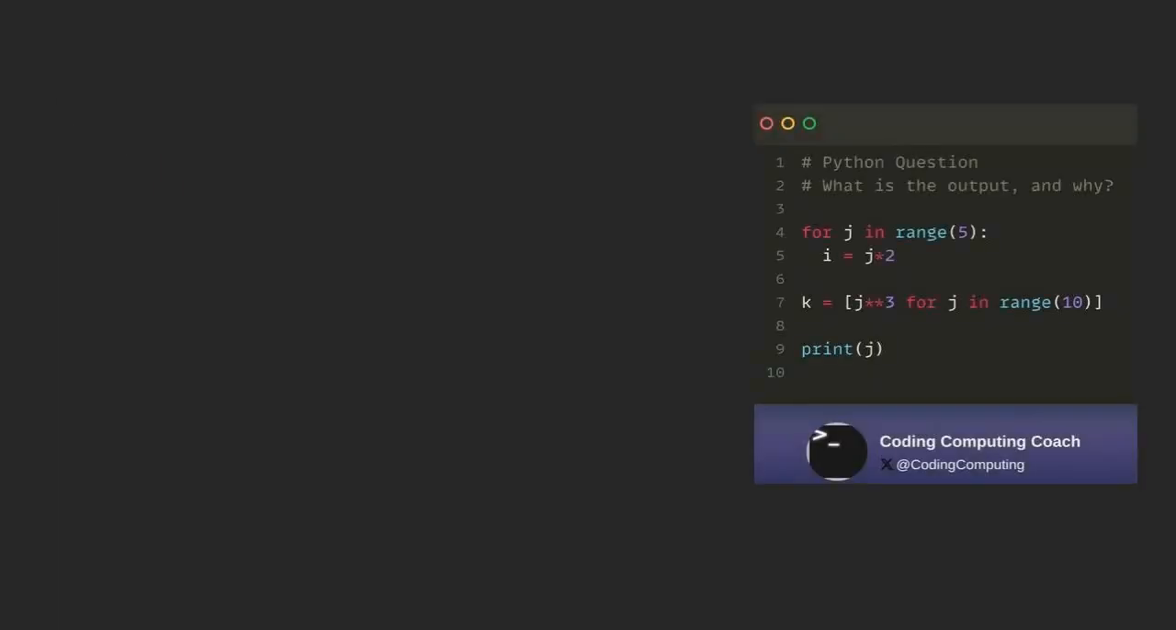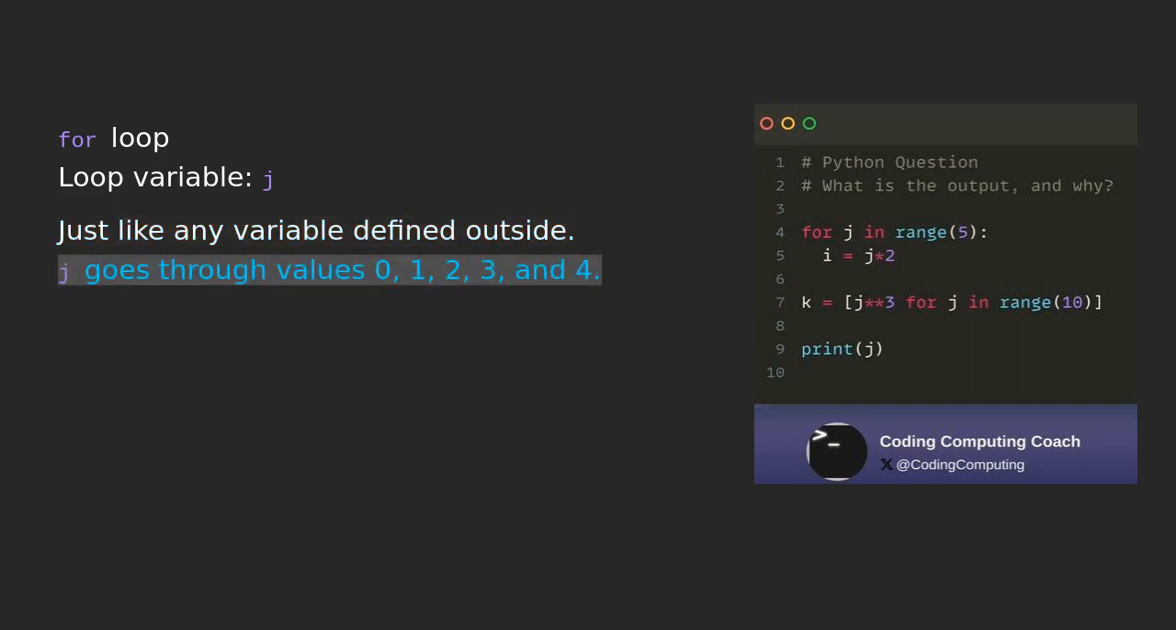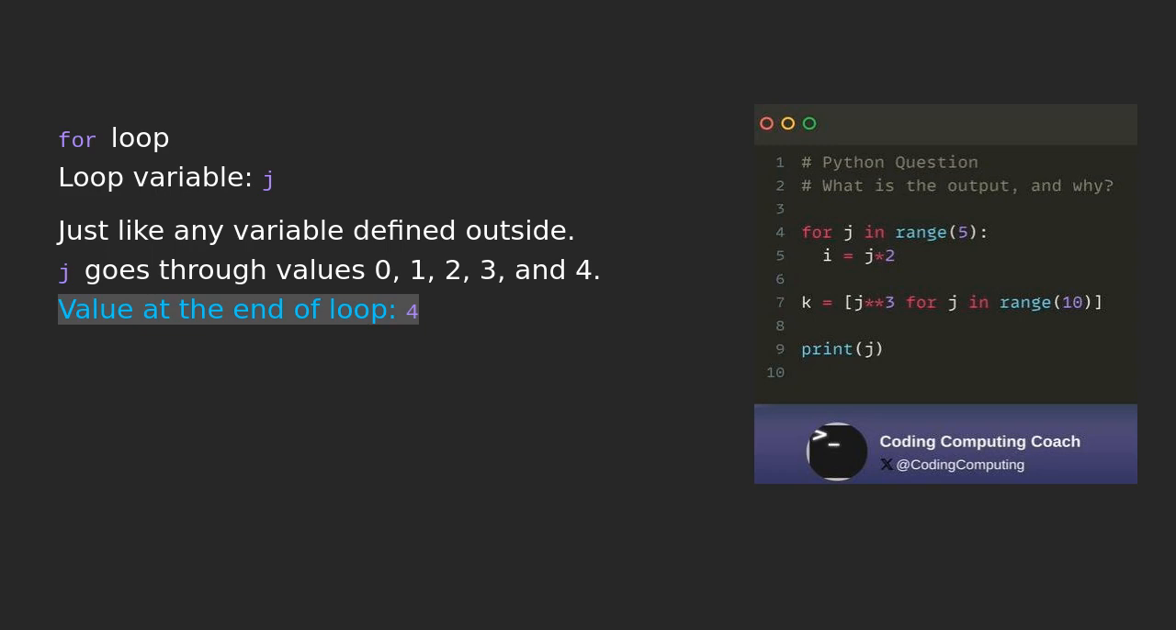Again, carefully. The first executable line is the for loop on line 4. Notice that the loop variable here is j. The important thing to understand is that this j is exactly like any other variable defined outside the loop. The value of j cycles through the range 5 values: 0, 1, 2, 3, and 4. At the end of the for loop, the value is 4. This j with value 4 is accessible to the code after the loop.